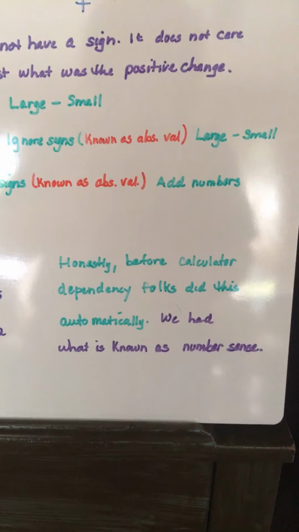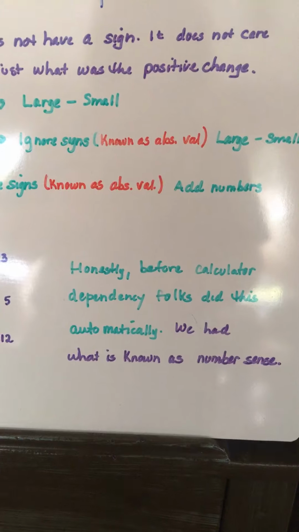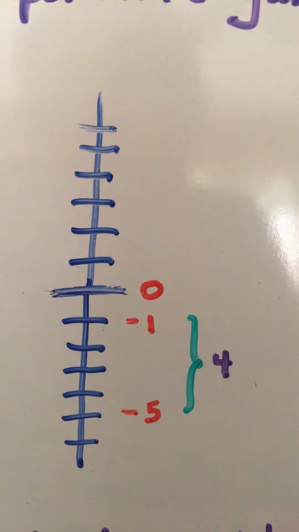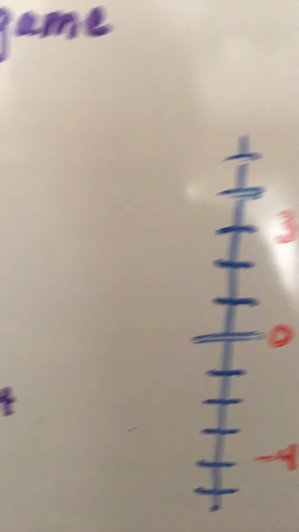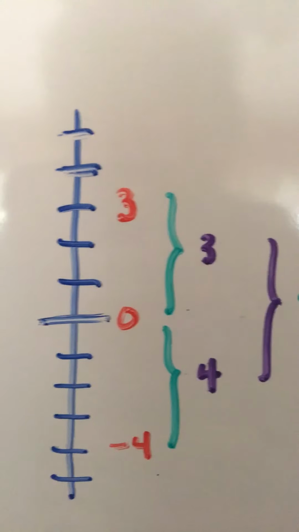So honestly, before the calculator dependency, folks did this automatically. We had what was known as number sense, which is right up here. Both above, subtract. Both below, absolute values or distances subtracted, big minus small. One above, one below, find their distances from 0 and add. All right. With this in mind, and let me tell you, over my 44, 45 years of teaching at Bloom High School, trust me, people struggle.